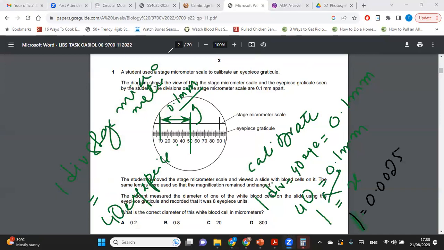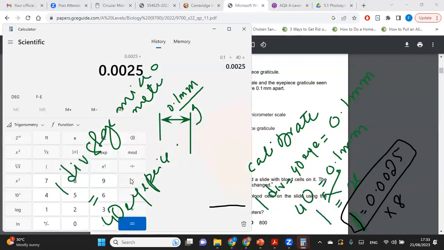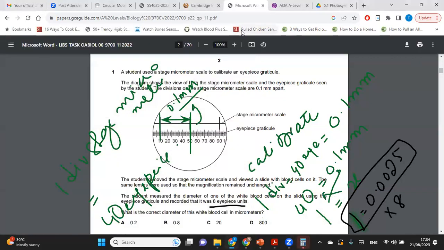So simply, one small division on the eyepiece graticule is equal to 0.0025. Now, they said the white blood cell was 8 eyepiece units. So let's multiply by 8. If we multiply by 8, we get 0.02. So we are getting our answer as 0.02. Now, the answer you and I have just gotten is in millimeters. They're asking for the answer in micrometers.